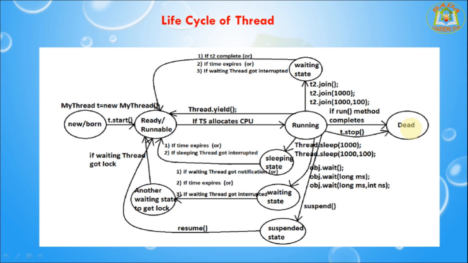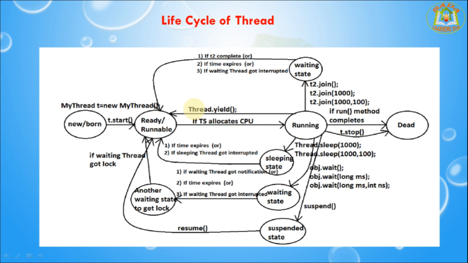What is the IllegalThreadStateException? This exception is thrown when you try to start a thread which is already started. In that situation, we get the IllegalThreadStateException. See, t is already started, and we are trying to start it again with t.start(). It gives the illegal state exception.